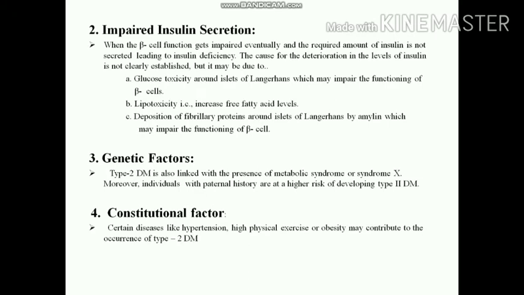The cause of destruction in the level of insulin is not clearly established, but it may be due to glucose toxicity around islets of Langerhans, which may impair the function of beta cells, lipotoxicity, that is increased free fatty acid level, and deposition of fibrillary proteins around the islets of Langerhans by amylin, which may impair the function of beta cell. In impaired insulin secretions, the beta cell is unable to secrete the insulin which is required for the body, and due to this insulin deficiency occurs, and due to the insulin deficiency the blood glucose level increases.